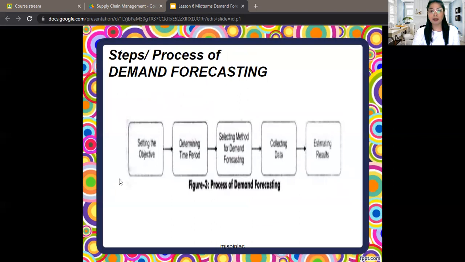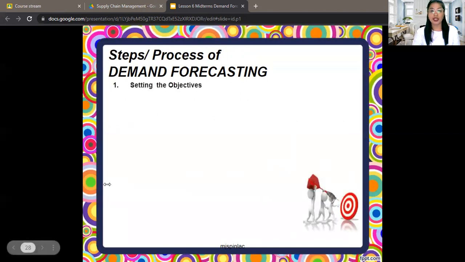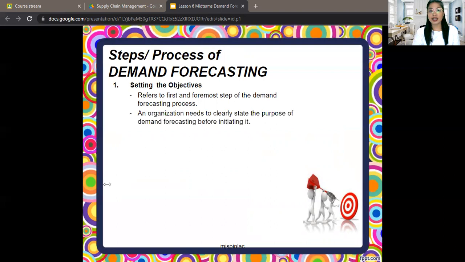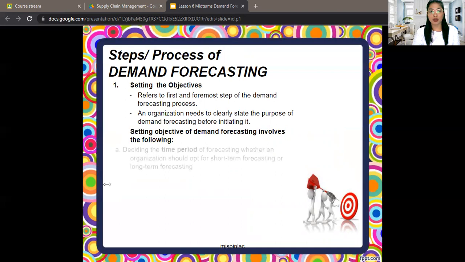We have the following steps or process of demand forecasting. First, setting the objective. Second, determining the time period. Third, selecting method for demand forecasting. Fourth, collecting data. And fifth, estimating results. For setting the objectives, this refers to the first and foremost step of the demand forecasting process. An organization needs to clearly state the purpose of demand forecasting before initiating it. Setting objective of demand forecasting involves the following.